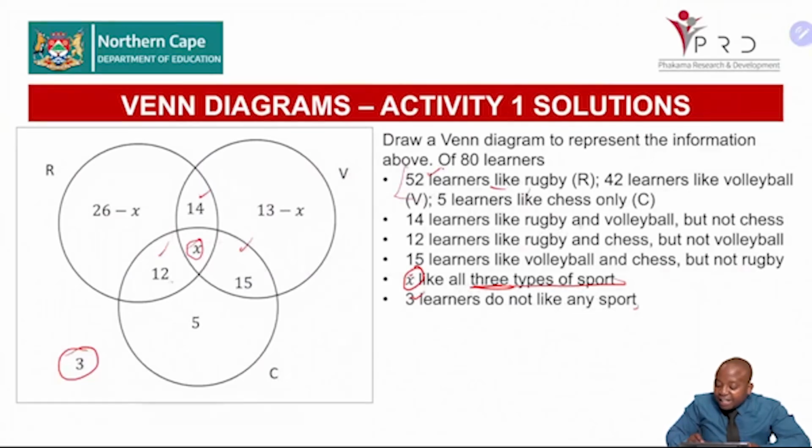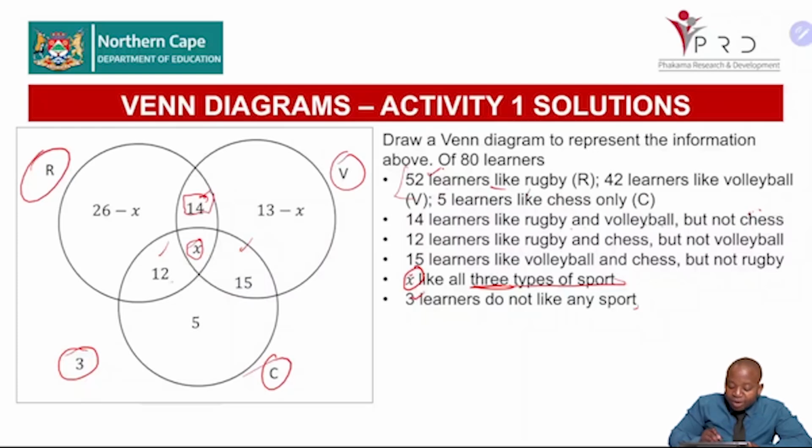14 learners like rugby and volleyball but not chess. So the 14 learners in this case, they only like rugby and the volleyball. So it's R and V. They like rugby and volleyball but not chess. So it's 14 already. This is clear to say 14 only like both of them but don't like chess, so the X is not included. 12 learners like rugby and chess but not volleyball. So rugby and chess but not volleyball, so the X is not included, so the 12 already falls in there. Then we said 15 learners like volleyball and chess but not rugby. So already the 15 learners only like the 2. The X is not included again.